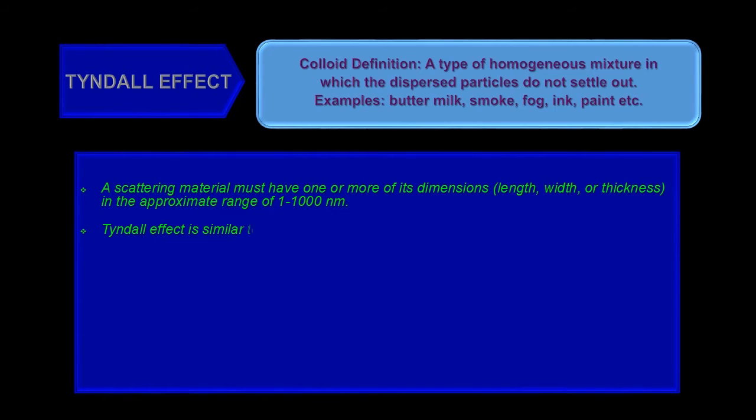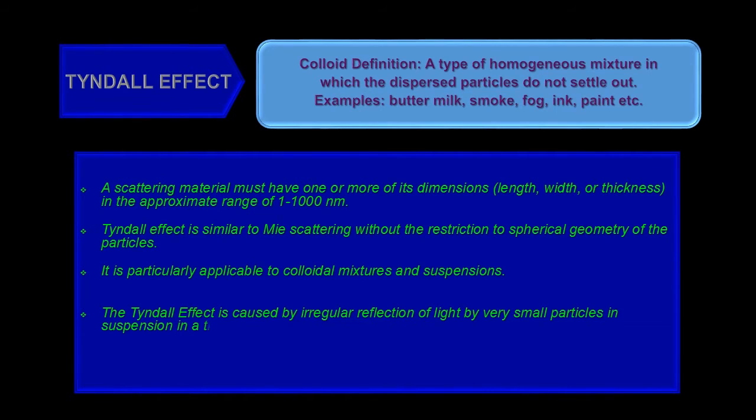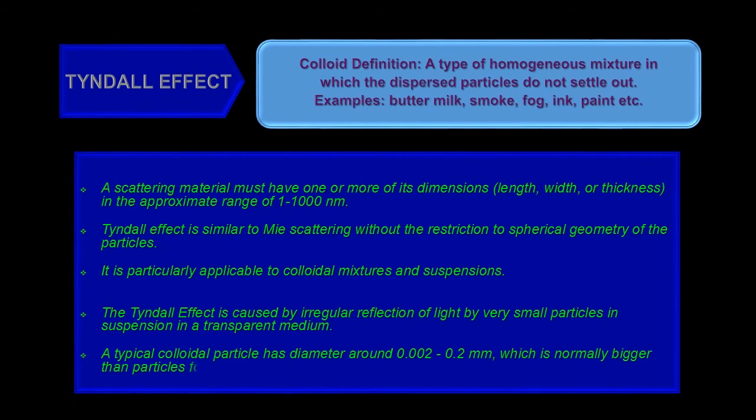Tyndall effect is similar to Mie scattering without the restriction to spherical geometry of the particles. It is particularly applicable to colloidal mixtures and suspensions. The Tyndall effect is caused by irregular reflection of light by very small particles in suspension in a transparent medium. A typical colloidal particle has diameter around 0.0022 to 0.2 millimeter, which is normally bigger than the particles found in a solution and smaller than particles in suspension.